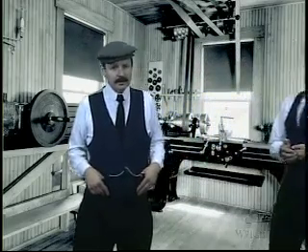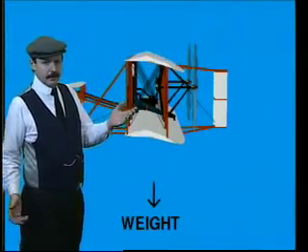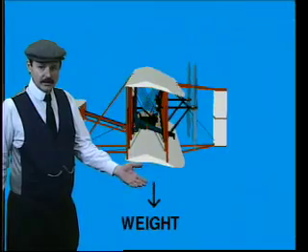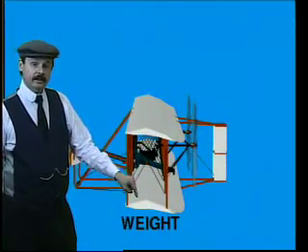Let's talk about those four forces. That's a good idea. Okay. Let's start with the easiest force to understand. That's weight. Everything on Earth has weight because of gravitational attraction. This includes aircraft. They're always being pulled down towards the center of the Earth.